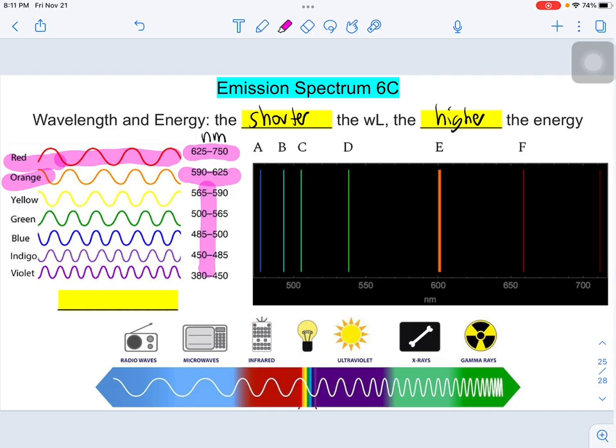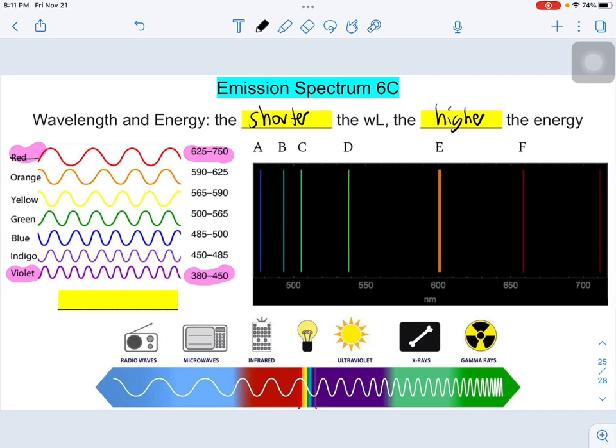So we can see that. Go ahead and delete that. Remember that the shorter the wavelength, the higher the energy. So we need to pay attention to these numbers. And we need to understand that the lower the number, the greater the energy. So red, if you look at the spectrum, red has the biggest wavelength, so it has the lowest energy. Violet has the smallest wavelength numerically, so it has the higher energy.